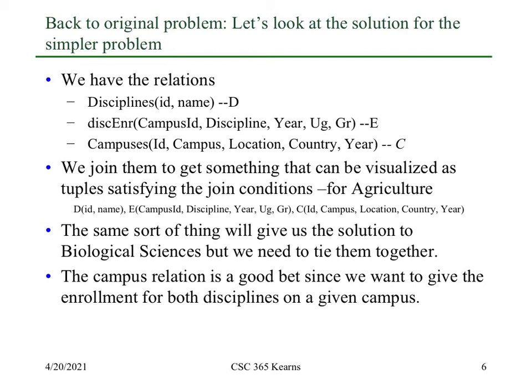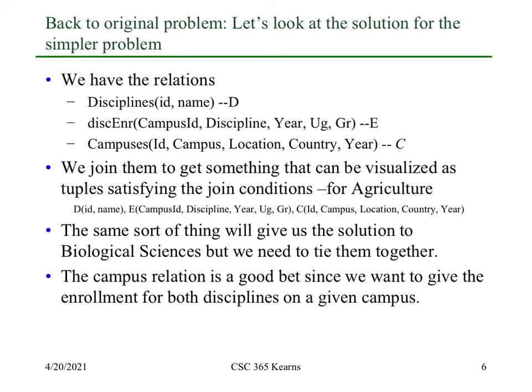Well, in some sense, if we have the solution for agriculture and we have the solution for biological sciences, it seems like it should be pretty easy to put those two things together. So let's see if we can come up with that. One thing we can do is, again, we have the same relations, and let's look at what we did for agriculture.